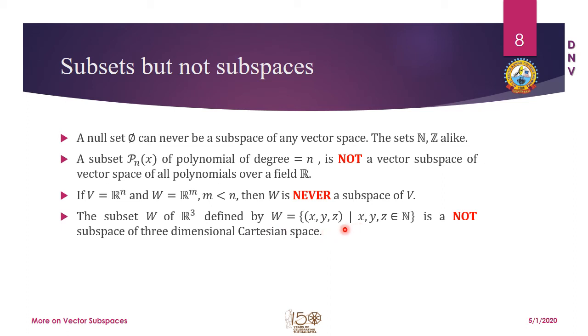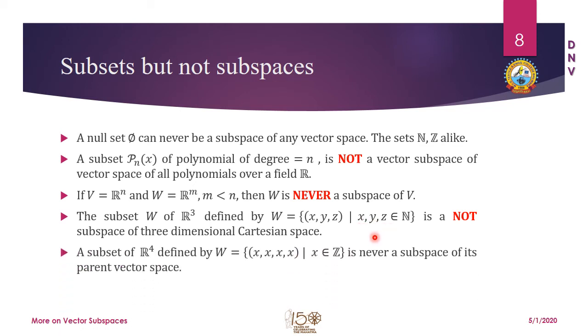So if the first condition is not satisfied, then we should not try for the other conditions, second and third. Next example we have taken from R4, that is four-dimensional space, where all the members of this set have the same components. All the four components are the same and they belong to the set of integers. Again, the first condition is satisfied because 0 can be taken as x, so (0, 0, 0, 0), the origin, belongs to the set W. Second, the sum of similar vectors is again a similar vector of the same kind, so we say that the second condition is also satisfied.